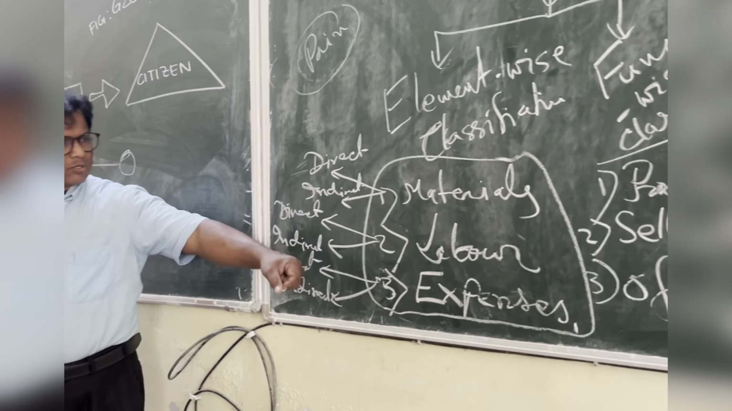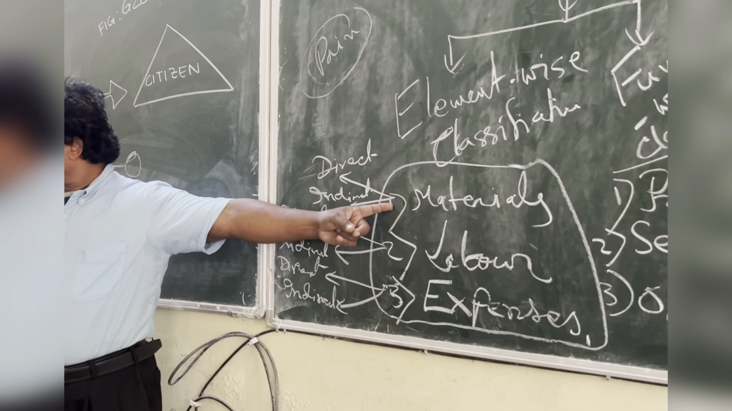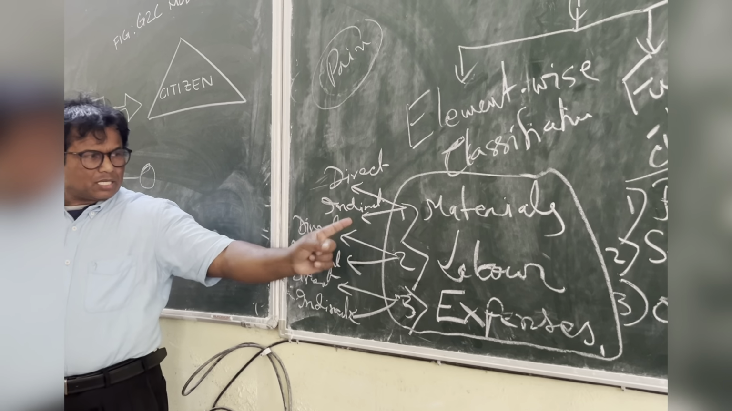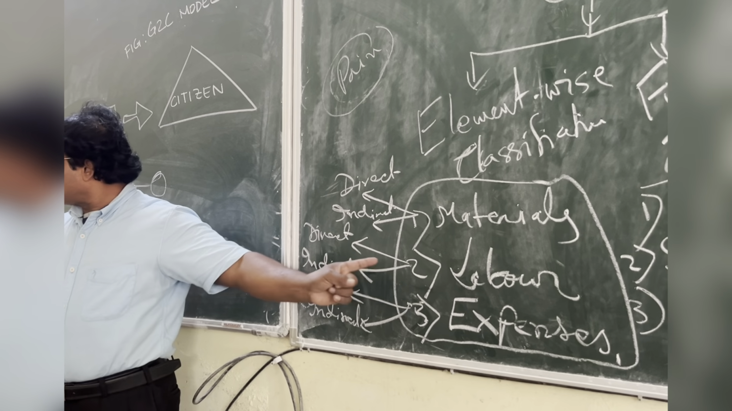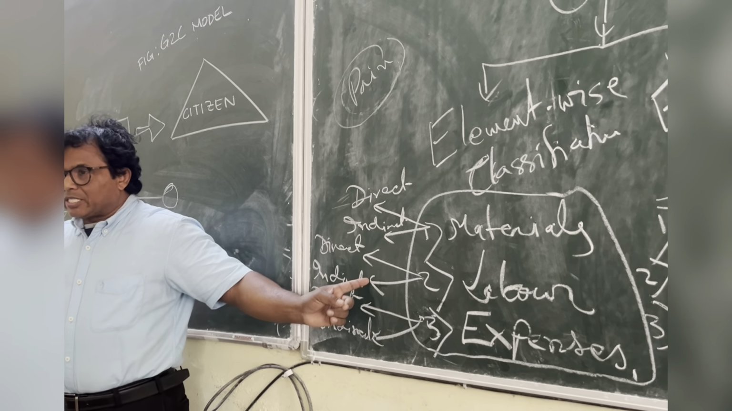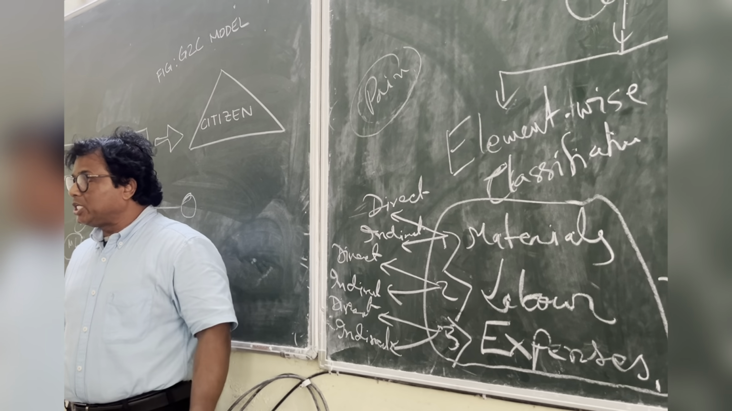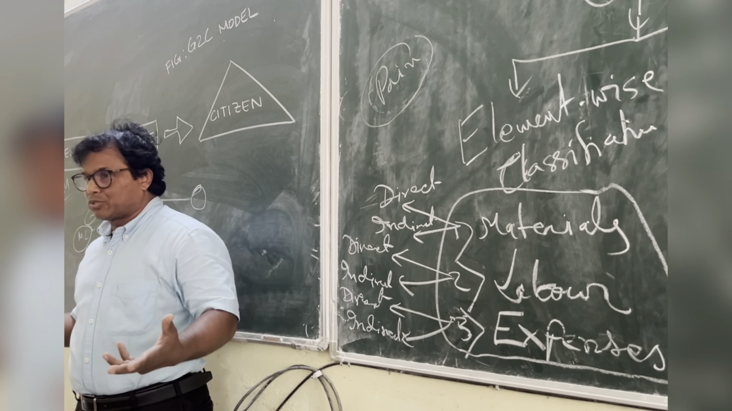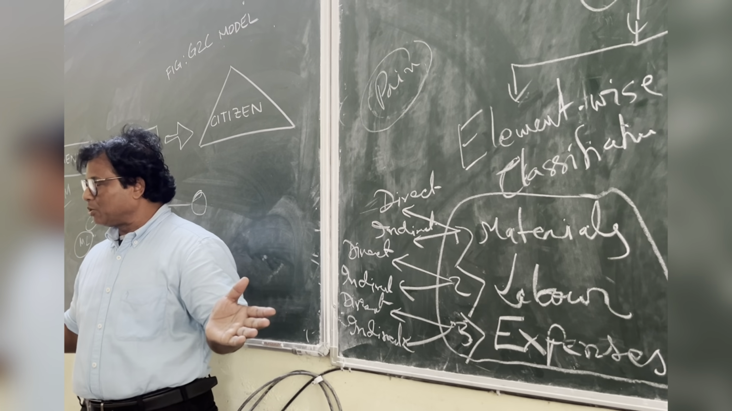It is very clumsy, but you can understand. Material is of two types, direct and indirect. Labor is of two types, direct and indirect. Expense is of two types, direct and indirect. Let me clarify this and you will find how easy cost accounting becomes for you. The whole of cost accounting, see how easy it will become.